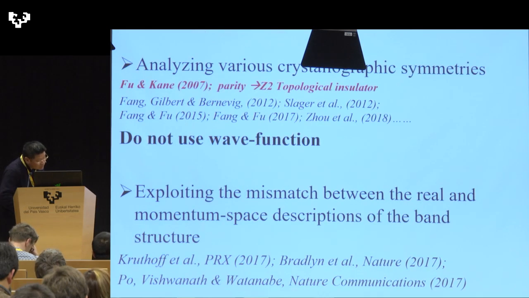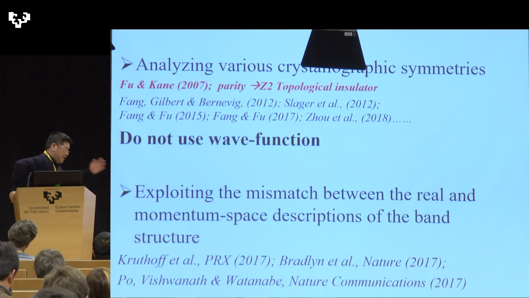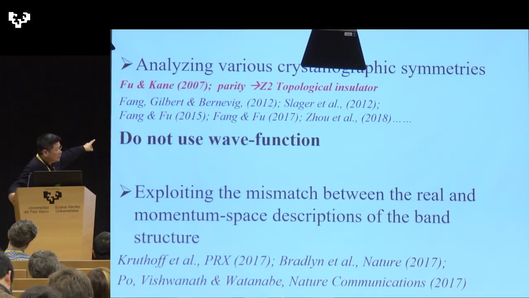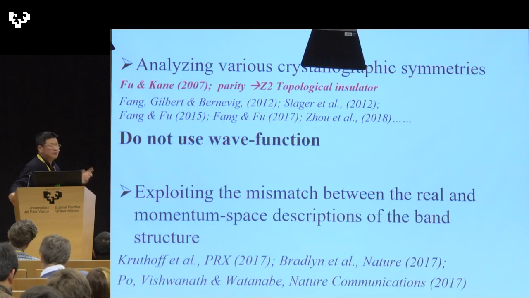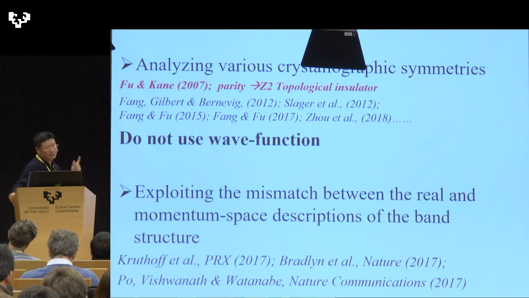So then people are thinking, could we go a little bit better? Could you do a better job? Okay. So basically, they have two ways. The number one actually, I think, starts from Fu and Kane. As I already told you, if the material has inversion symmetry, we can use the eigenstate of the inversion symmetry, the parity. We can use the parity of the occupied bands to calculate the J2.